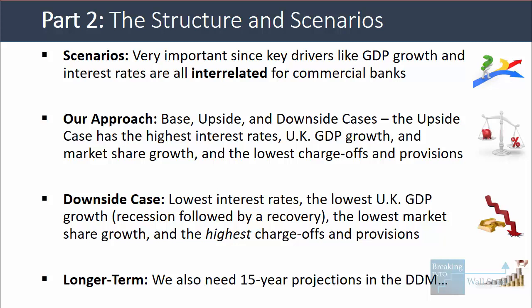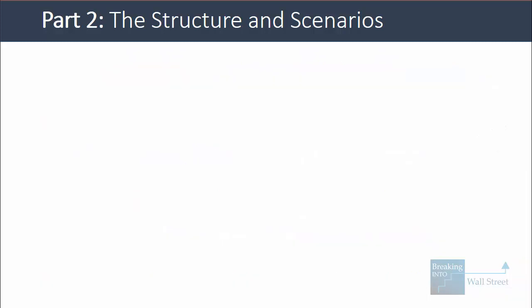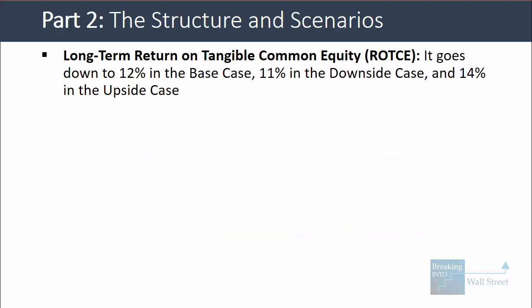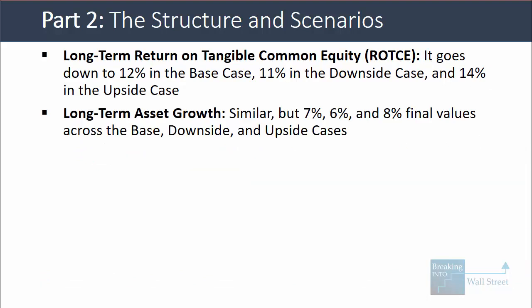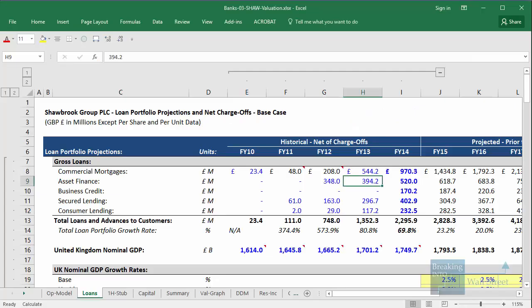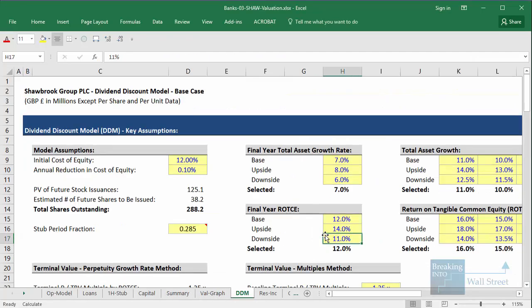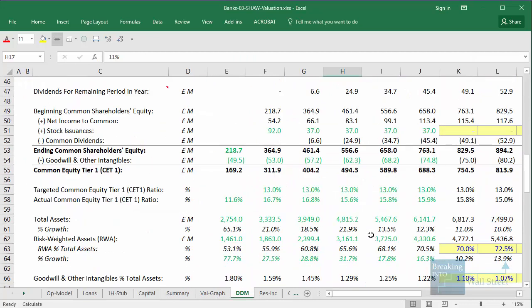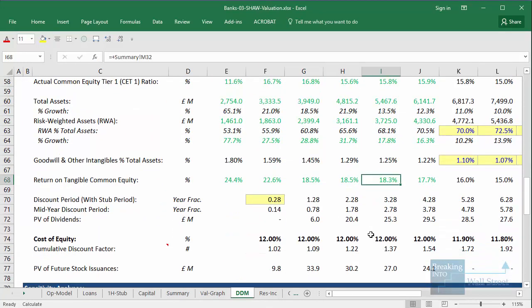We need to do that because the company is not even issuing dividends right now. So we need to go out a bit further into the future than we would for a normal company or a more mature bank. What that means is that we need assumptions for the long-term return on tangible common equity, and then also for the long-term asset growth. Now, the basic approach here is not too complicated. We simply look at both of these numbers.